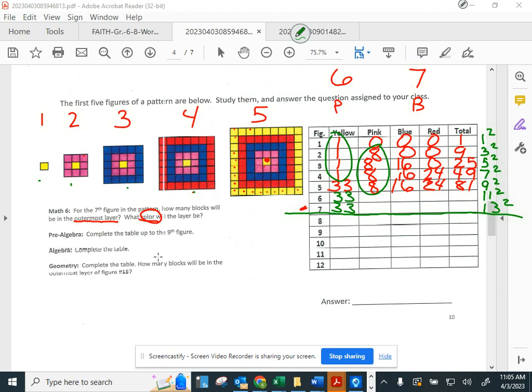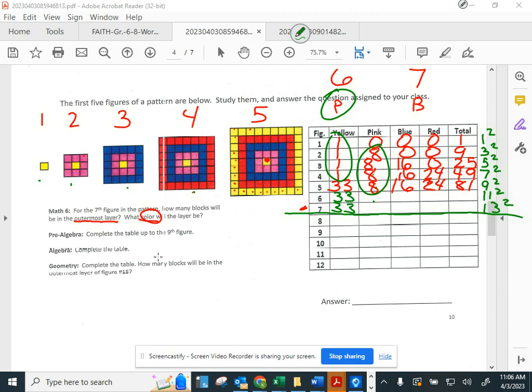Do we know what comes next here for the pink? 8. 1, 2, 3, 4. It's going to change because remember we add pink to the outside. So we don't know that one off the top of our heads.